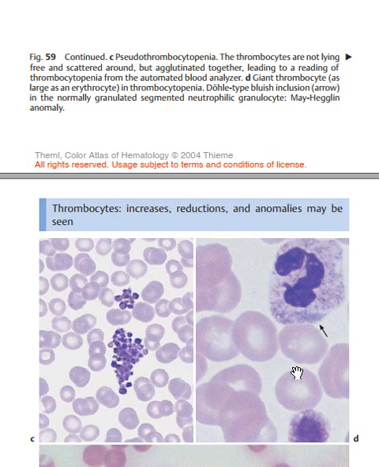Now the diagram D, you have a giant bluish inclusion, see the arrow. So is it clear? That one is as large as an erythrocyte in thrombocytopenia. So this is a dull bluish inclusion in a normally granulated segmented neutrophilic granulocyte. Is it clear? It is called the May-Hegglin anomaly.